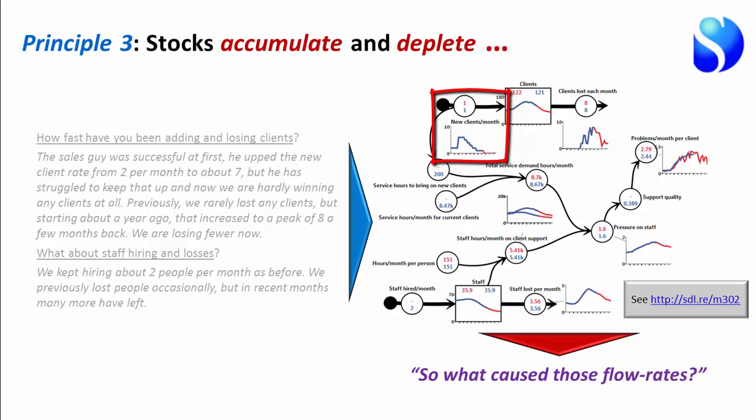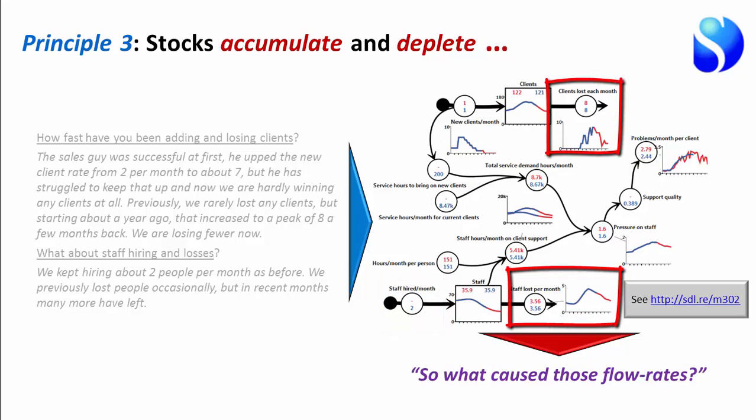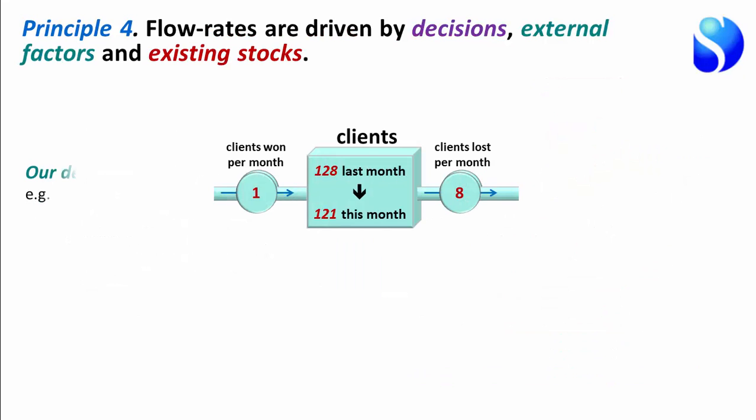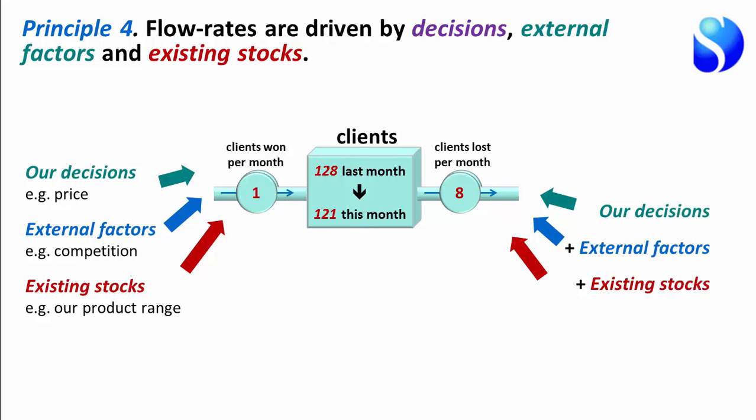Well, what explains the top one at the top left there? Our decision to take on a sales executive. What explains the lower left one? Our decision to hire people. It's the other two flow rates we want to investigate and find out some more. So here's the principle 4 of our method. The flow rates in every situation are driven by one of 3 things.